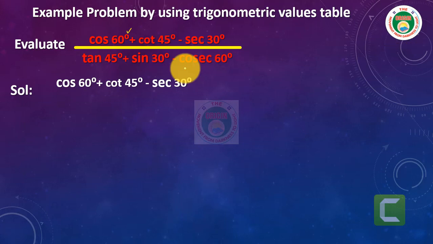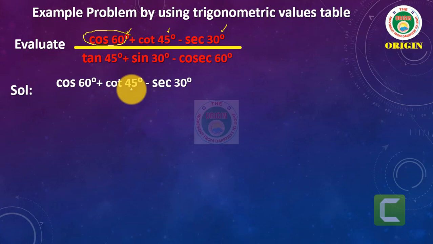Solution. Here, we already learned about the trigonometric values table. In that table, find out the cos 60 value. What is the cos 60? Cot 45, secant 30 degrees. Substitute those values in the given problem, simplify it, and then you can get the solution. That is the process to do the problems.